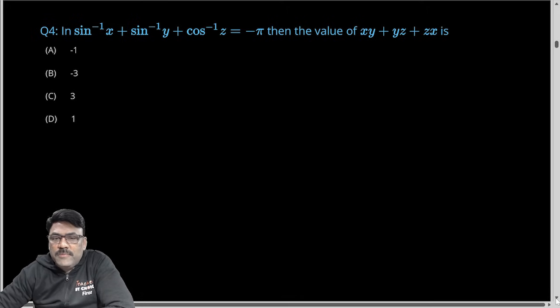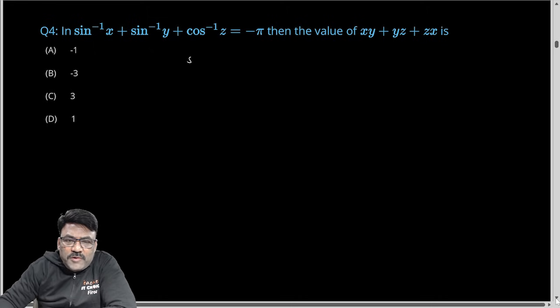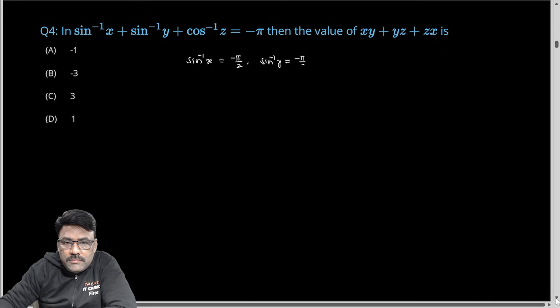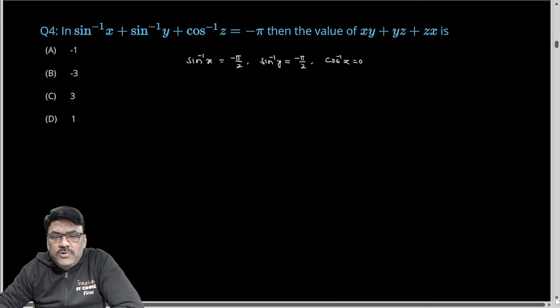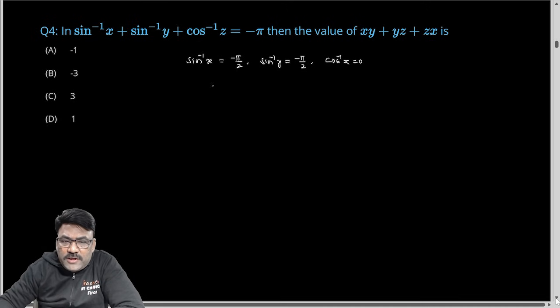are at minimum. Means this minus pi is possible only when sin inverse x is minus pi by 2, sin inverse y is also minus pi by 2, and cos inverse z is 0. This is the only possibility when the left hand side can be minus pi. And sin inverse x is minus pi by 2 means x is minus 1. y is also minus 1. And z is cos 0, which is 1.